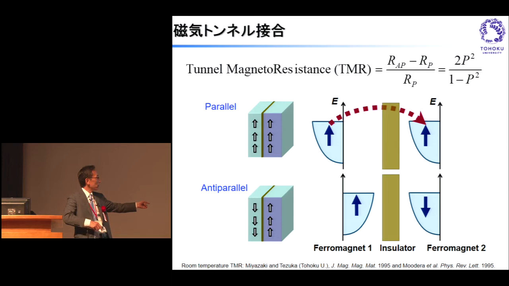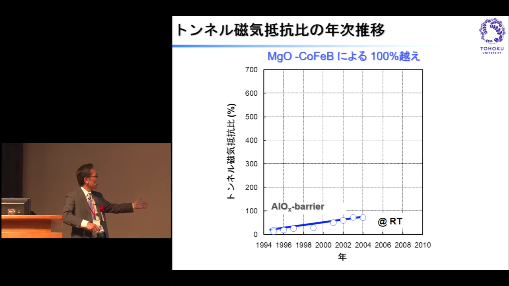And this is the anti-parallel state. The N and S of the magnets are anti-parallel, and there is no tunnel. So this is the high resistance. And this is 0, and this will be 1. This is how the element is designed. This change of resistance is important. This is at room temperature.